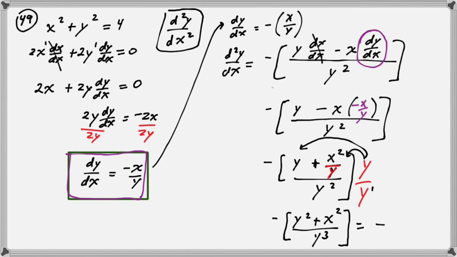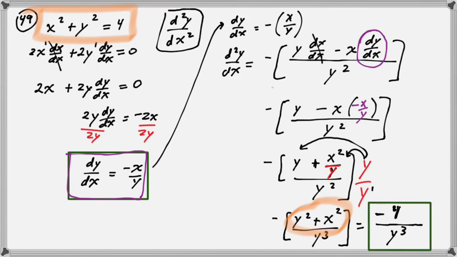Many times the second derivative has the disguised form of the original in it. So you may notice that x squared plus y squared is equivalent to what? 4. And there is a negative in front of this whole thing. So the answer they're going to have is negative 4 over y to the third. Again, that's the second derivative for this.